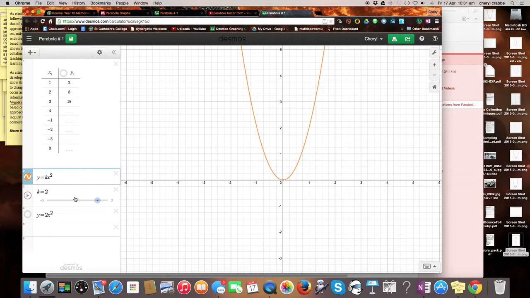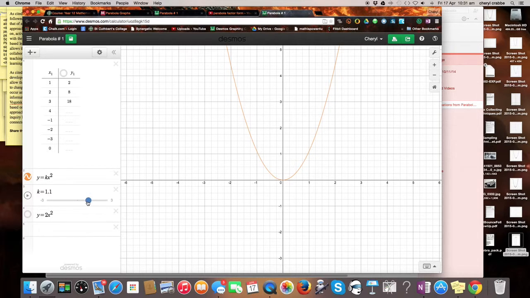So a vertical stretch basically just makes the graph wider or skinnier in shape. It makes the vertical values bigger or smaller. And you can identify that by the number that's in front of the x squared.